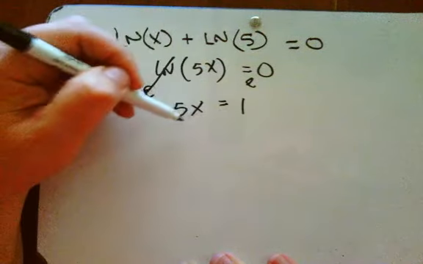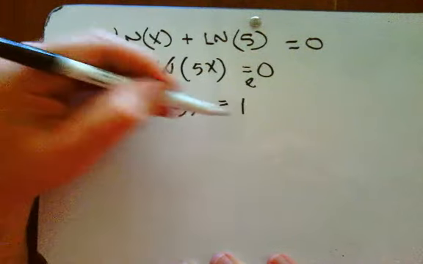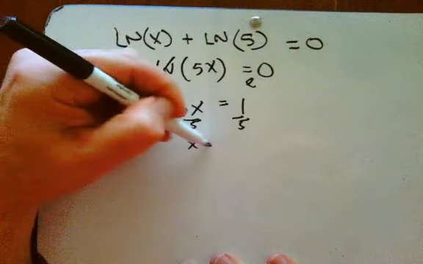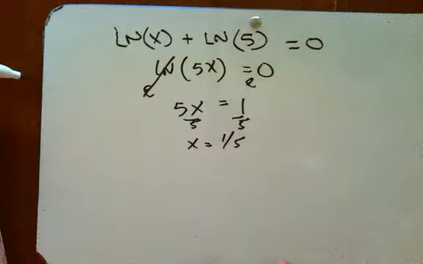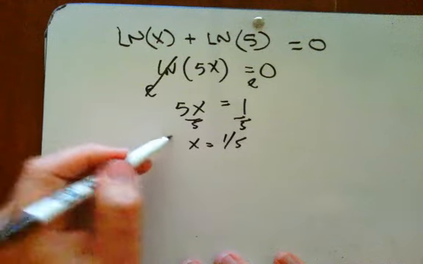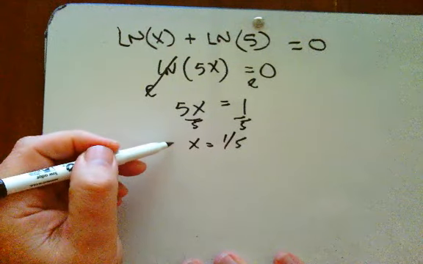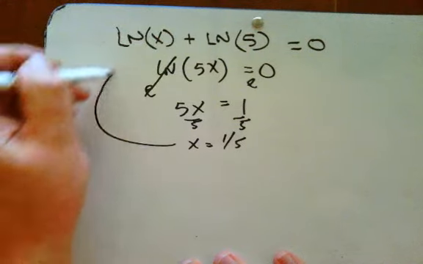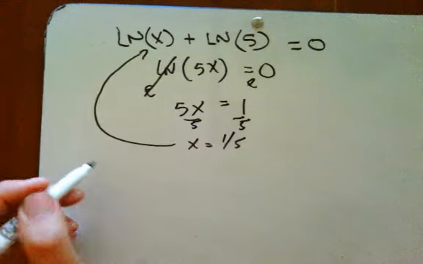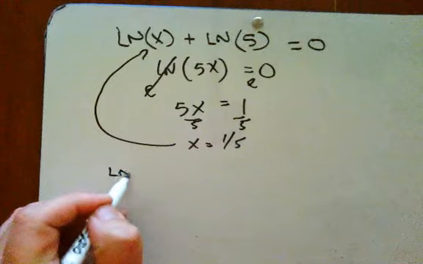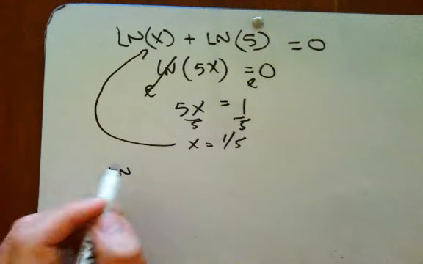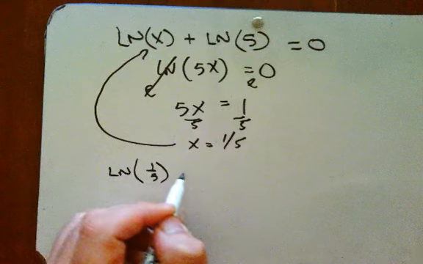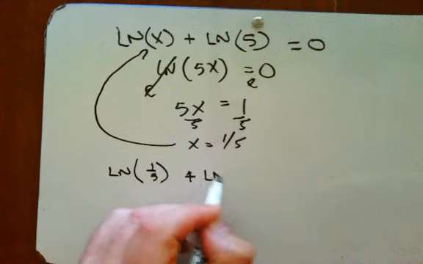Then, to get rid of this ln, I can exponentiate. These undo each other, and so I have 5x equals e to the 0. E to the 0 is 1, and so if I want to get x by itself, I'm going to have to divide both sides by 5 to get x equals 1/5. Remember, this is a must-check situation. It's a log equation. Any equation that has logs in it, I've got to go back and check.